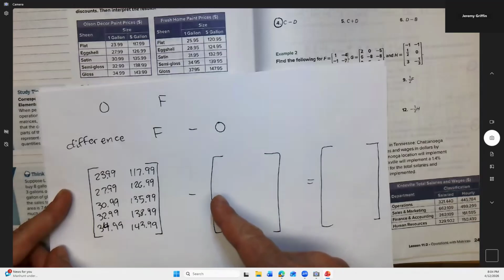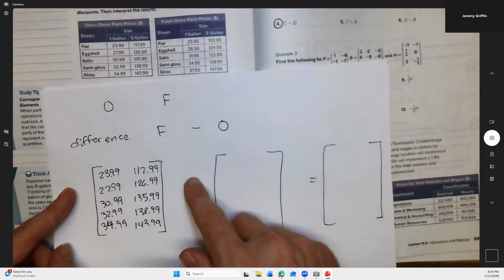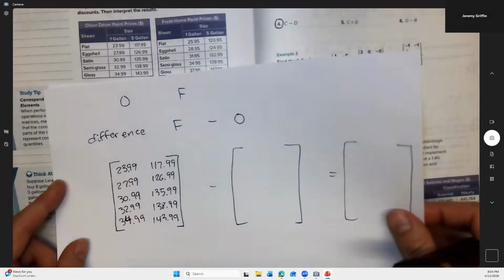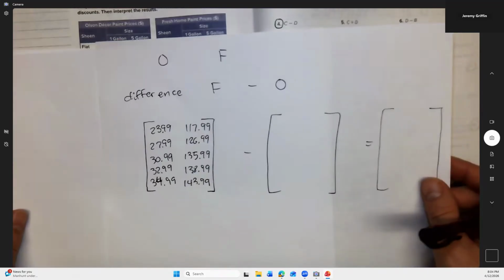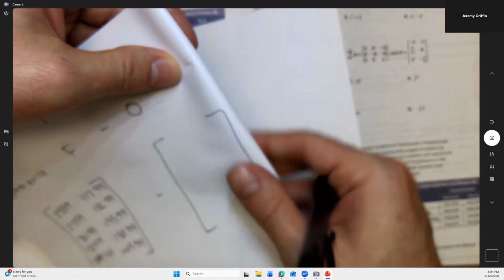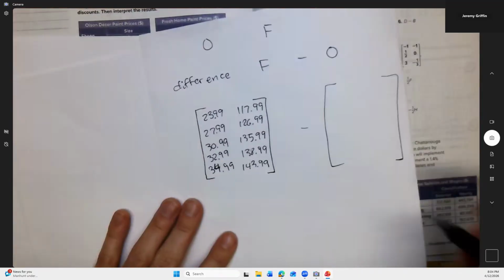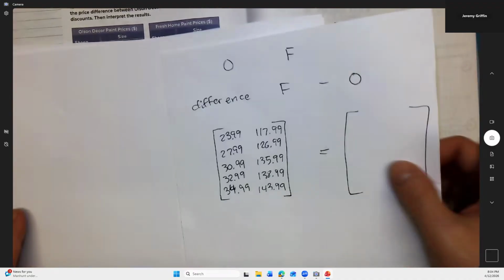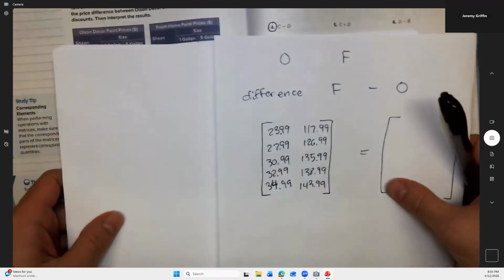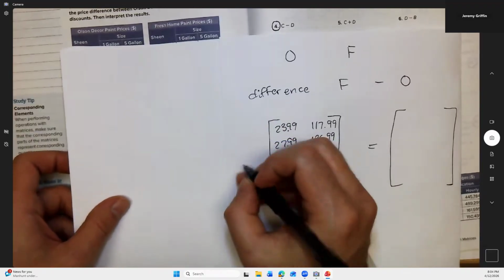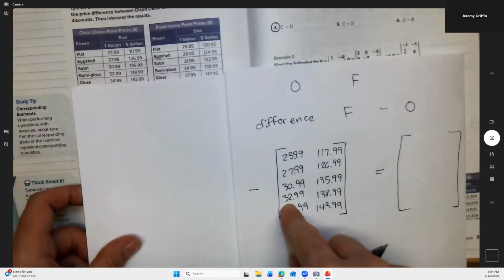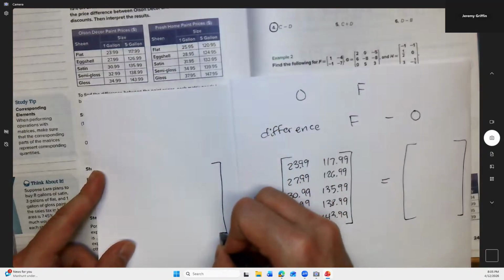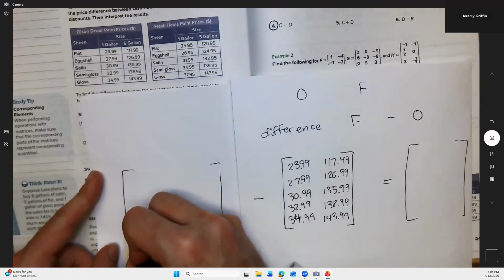I got that matrix backwards, didn't I? Because I swapped the locations of O and F. I wanted a difference that has mostly positive values, so let's subtract this off from Fresh Home, which is right here. It's going to work out.